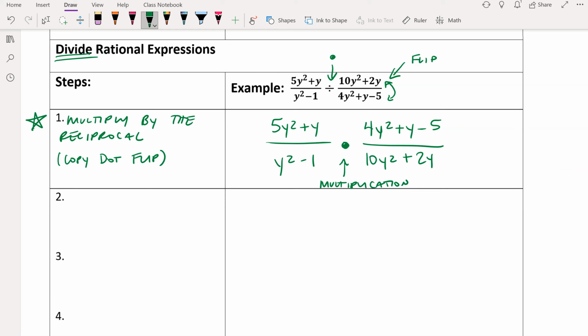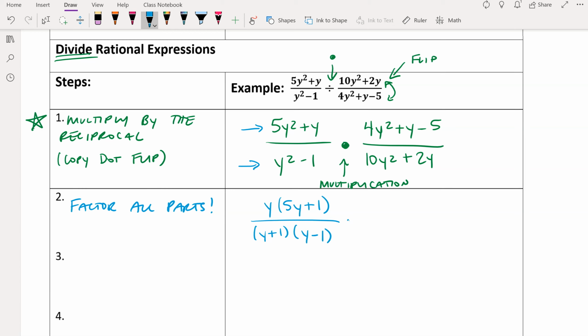So if we look back on our very first step, the very first step was factor all parts. Factor everything. So let's go ahead and do that. We're going to factor the 5y squared plus y using a GCF. That GCF is y. And then we get 5y plus 1. Let's factor the y squared minus 1 using difference of squares. So we get y plus 1, y minus 1. Then we have multiplication, remember, so put the dot in the middle.